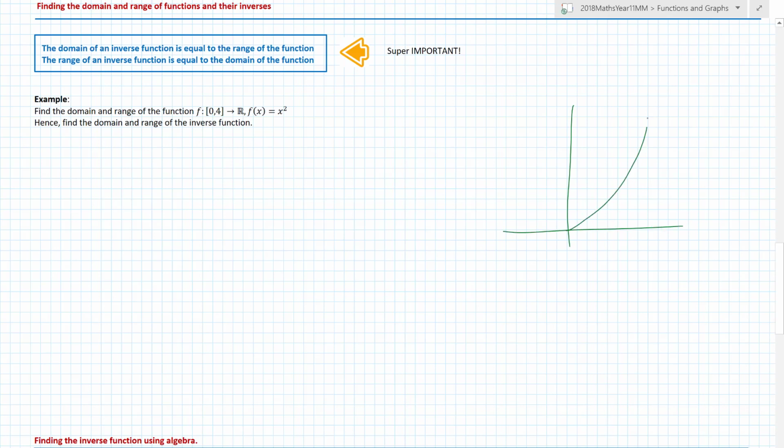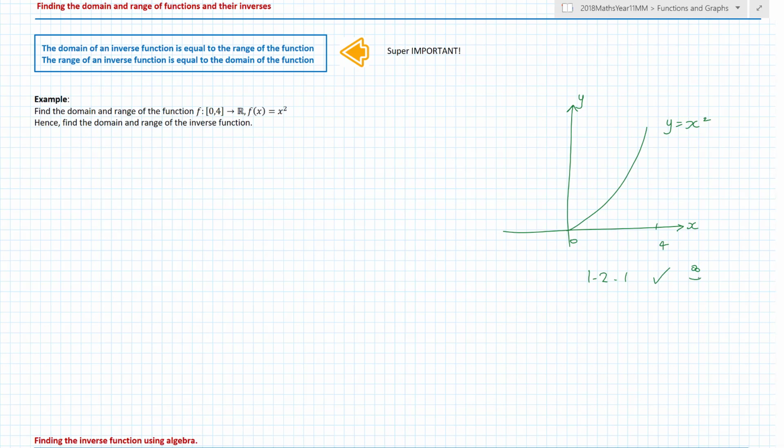0 to 4. There's my value of 0, there is my value of 4. I know my function is y equals x squared. There is y and there is x. First question, is this 1 to 1? It is 1 to 1. So I'm going to put a tick and a smiley face because I know it can now have an inverse function.